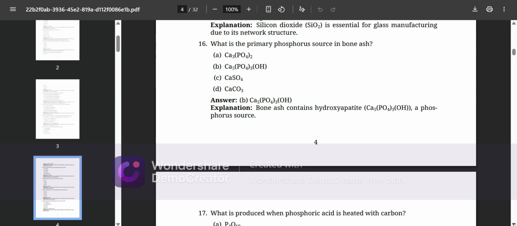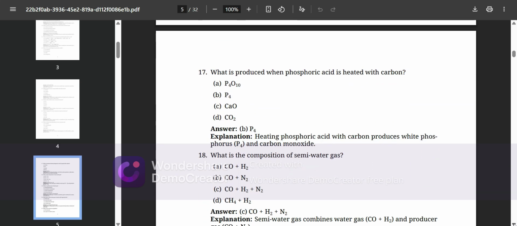What is the primary phosphorus source in bone ash? Ca5(PO4)3OH. Bone ash contains hydroxyapatite Ca5(PO4)3OH, a phosphorus source. What is produced when phosphoric acid is heated with carbon? P4. Heating phosphoric acid with carbon produces white phosphorus P4 and carbon monoxide.